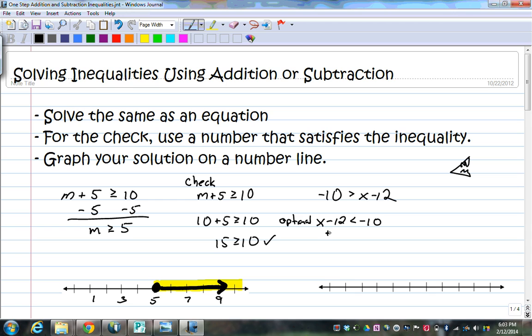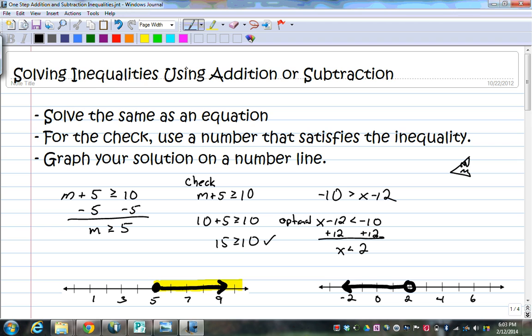Then what I would do is solve like normal. Add 12, and x is less than 2. So I come down to my number line, so 2, 4, 6, and I'm going to go down here 0, and negative 2, and it's going to be less than 2, so I'm going to have an open dot, and it's going to point in the less than direction.